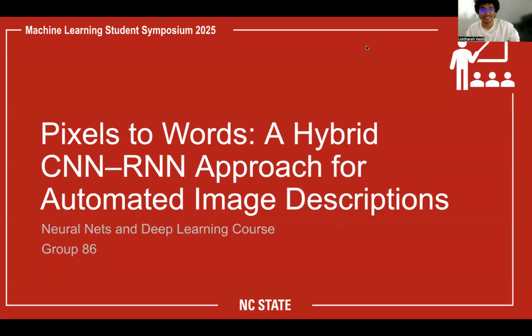Hello, everyone. Good afternoon. We are Group 86, and we are excited to present a project, Pixels to Words, which is a hybrid CNN-RNN approach for automated image descriptions. I'm Udarsh, and I'm joined by Ravi and Navitej. And this project implements a neural network model to help machines describe what they see.